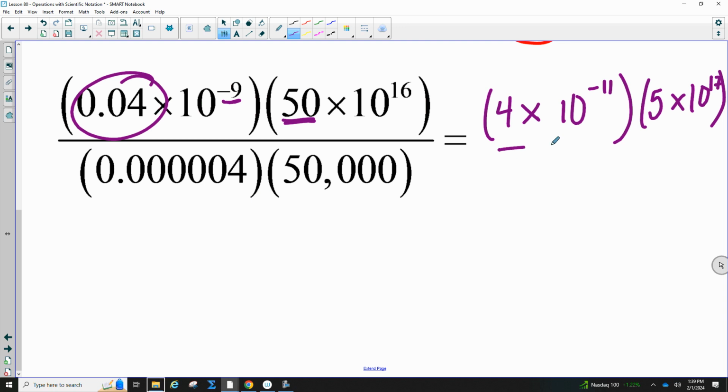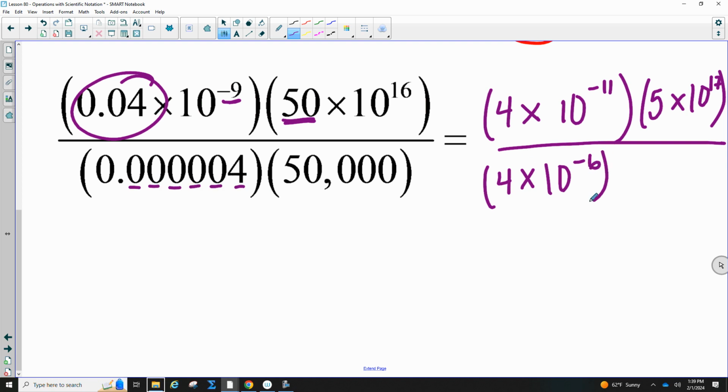All right, in the bottom here, we would do 4 times 10, and this would be -1, 2, 3, 4, 5, 6 spaces, so -6. And this last number, the 50,000, would be 5 times 10 to the 4th. All right, cross cancel your numbers. So 4 goes into 4. They each go in 1 time. And same with the 5 over the 5. They each go in 1 time.